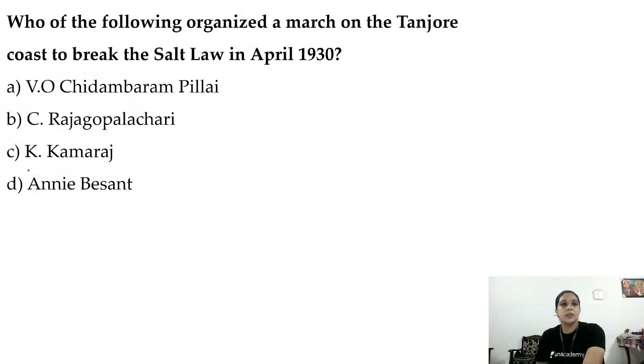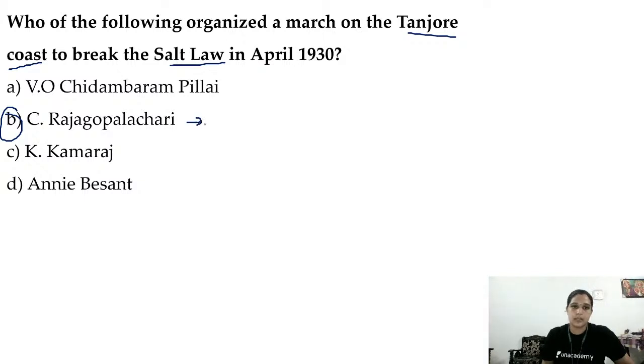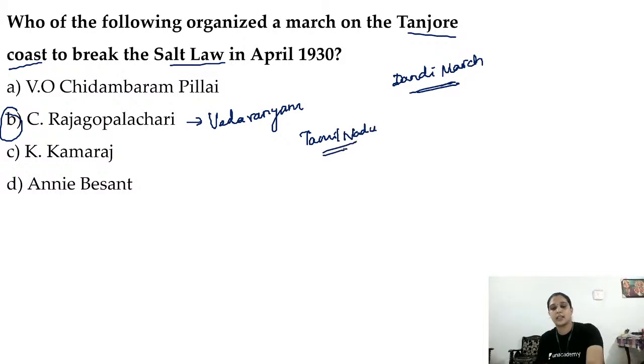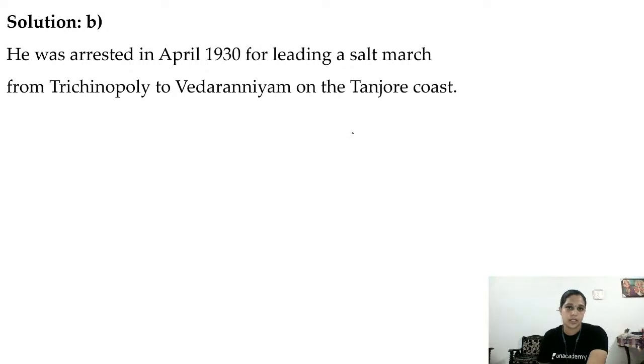Okay. Who of the following organized a march on the Tanjore coast to break the salt law? See, Rajagopalachari. The Tanjore coast is nothing but Vedaranyam. When Gandhiji did the Dandi March, parallelly in many places civil disobedience movements took place. One such movement took place in Tamil Nadu. So that was under Rajagopalachari, C. Rajagopalachari, also called Rajaji.